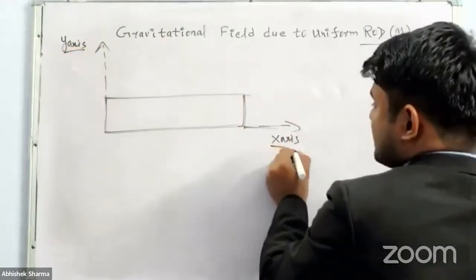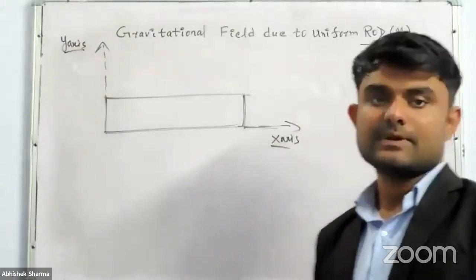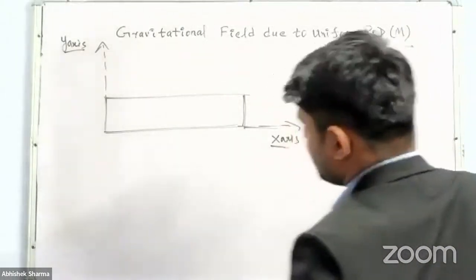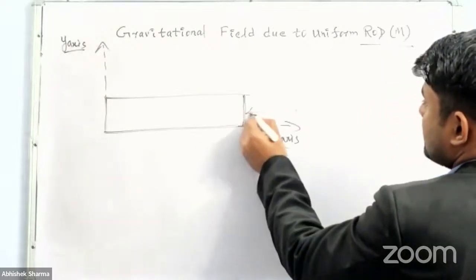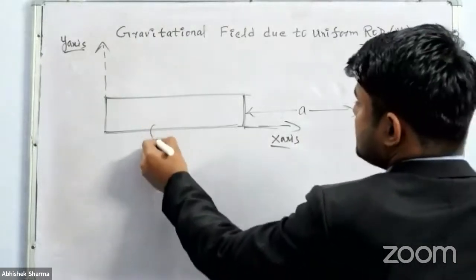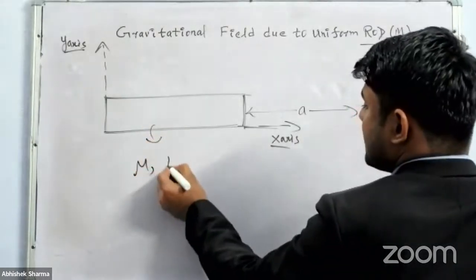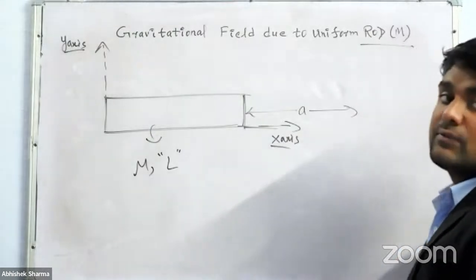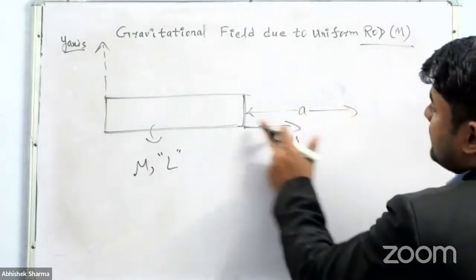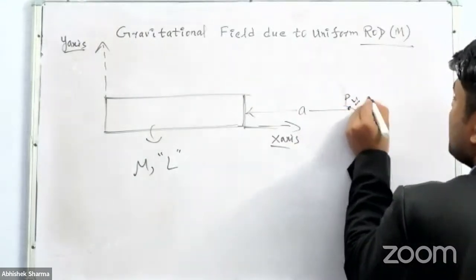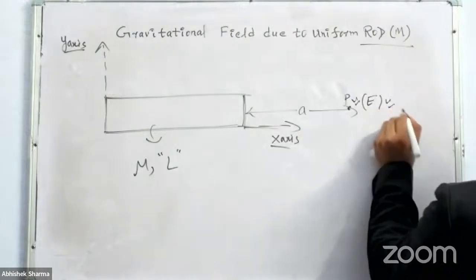So this is our y-axis and this is the x-axis. Okay. And suppose this rod is having a mass M and length L. And we are asked to find, at a distance a from the edge of the rod, there is a point P. Here you've been asked to find the gravitational field strength magnitude.